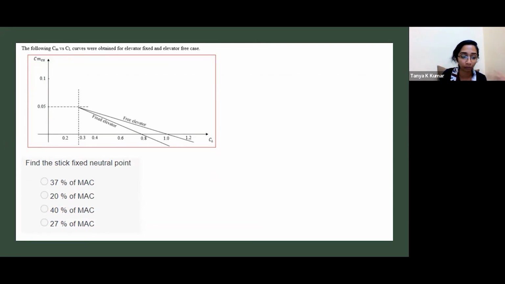How do you find out the stick fixed neutral point? Can someone tell me? Can someone tell me? Stick fixed neutral point.